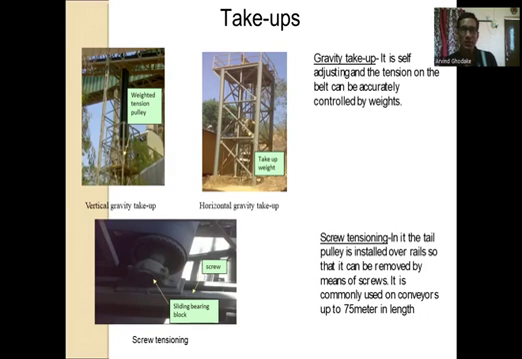In gravity take-up devices, there are two types: one is the vertical gravity take-up and the second is the horizontal gravity take-up. Then in screw tensioning, the tail pulley is installed over rails so that it can be moved by means of screws. It is commonly used on conveyors up to 75 meters in length. By adjusting the screw, we can provide the required tension in the belt.